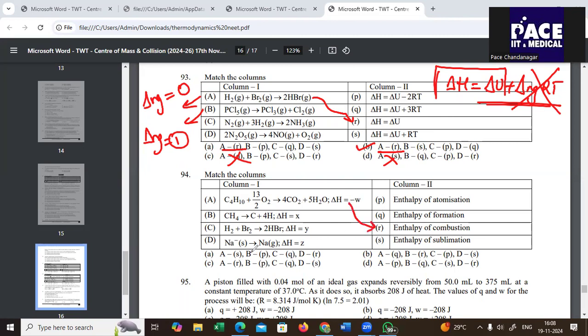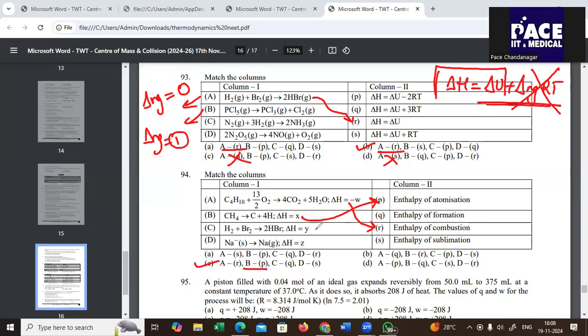A stands with R. AR only in option C. That's it, your option C. The other ones also, please validate it. So what is B going up with? B is CH4 will give you C plus 4 hydrogens. Which means B is going up with enthalpy of atomization. Molecule is forming into atoms there. So enthalpy of atomization, B is right.